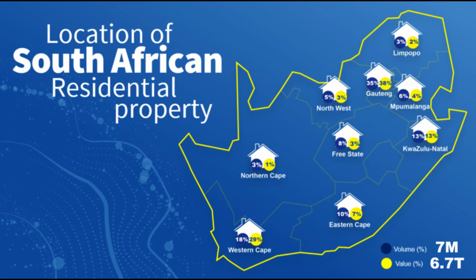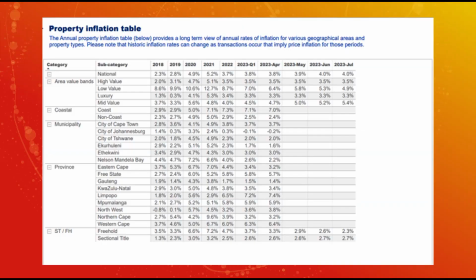So very interesting to note how that changes over time as well, although what we can still see is that the majority of transfers are still happening in Gauteng. About 40% year to date have been transferred in Gauteng as opposed to the other provinces.